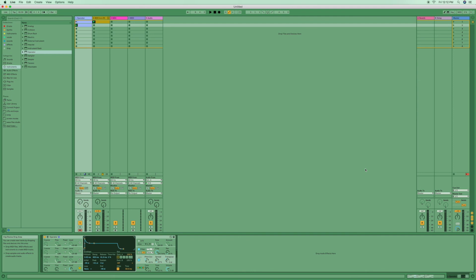This is the operator instrument in Ableton Live 10, showing you how to program sub bass.